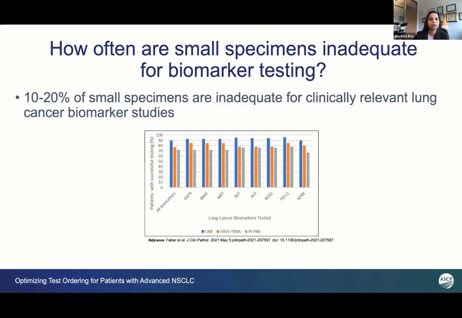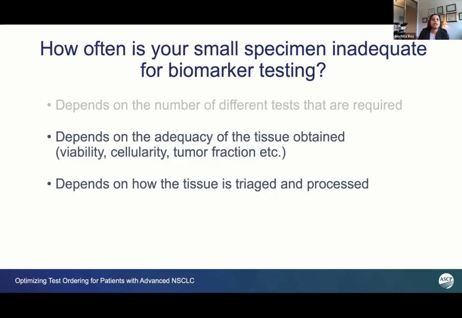We did a similar study at our institution where we looked at all of our core needle biopsies and all of our FNA specimens, and most of these tests were done by a multiplex test like next generation sequencing, just to see what percentage of cases were adequate for all of the biomarkers that we need to do for lung cancer. If you look at the results, approximately 10 to 20% of all small specimens, core biopsies, and FNAs remain inadequate for biomarker testing. So I told you it depends on the number of tests, but I also told you it depends on the tissue and how that tissue is being processed and triaged. So what can we do as pathologists to ensure that we collect adequate tissue and process it in the right way so that it's not inadequate for testing?